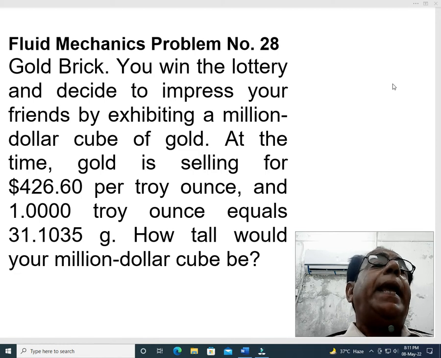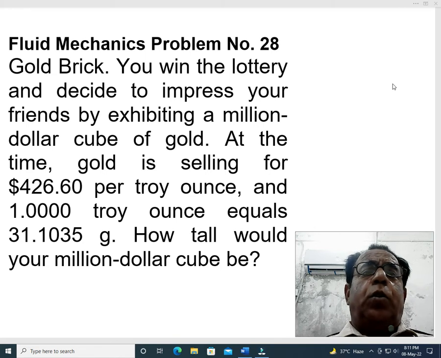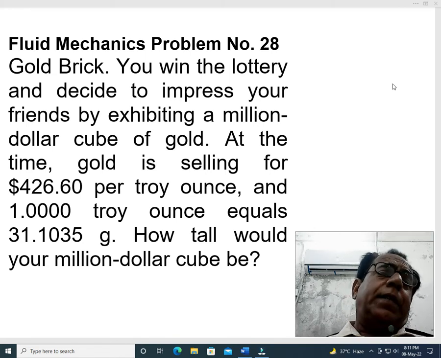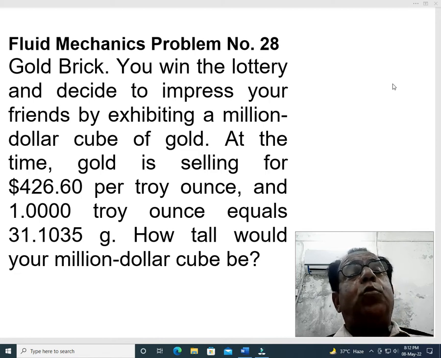At the time, the gold is selling for $426.60 per troy ounce, and 1.0000 troy ounce equals 31.1035 gram. How tall would your $1 million cube be? So we have to find that L.